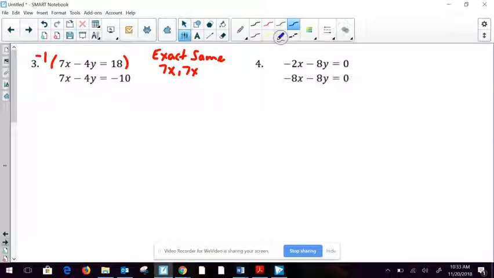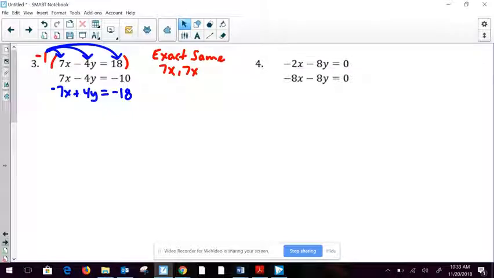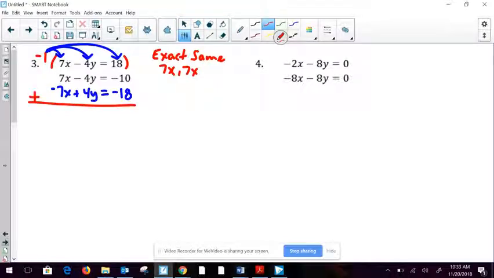So when I do that, a -1 times 7x is a -7x. A -1 times a -4y is a positive 4y. Equals, and I have to do the other side of the equation even. 18 times a -1 is a -18. Now that I've written that down, I can stack them and add them. So this one's a special case. It's actually very, very special.